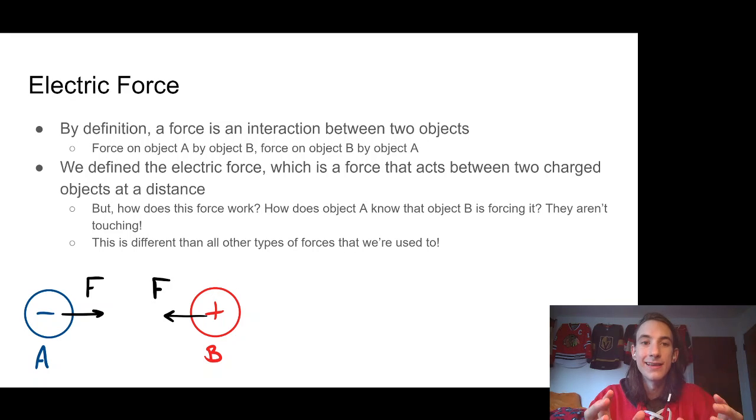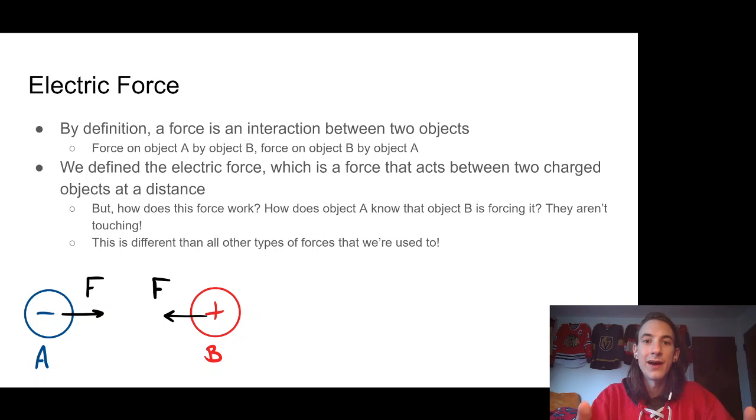And we define the electric force, which is a force that acts between two charged objects at a distance. And that's kind of weird because all the forces that we're really used to talking about are contact forces. We're comfortable with that. We're saying, hey, I see my hand picking up the water bottle. I know that this happens. I can see this contact. But here we have this long range force. We have forces from objects that aren't touching. So it's different than all the other types of forces that we're used to.